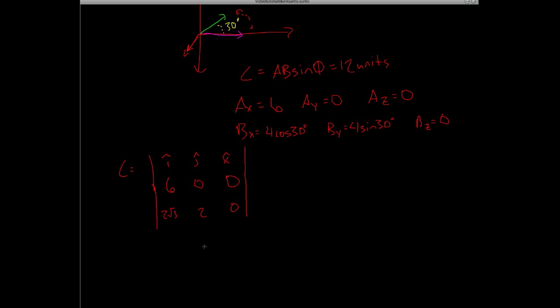So, if you do the determinant and you combine like terms, you get Cx equals 0. Cy also equals 0. You only have a Cz component, which is 12, the same as our magnitude, which makes sense because C lies on the z-axis, coming right out of the screen towards you. And that there, my friends, is vector products and scalar products with a little bit of unit vector review.